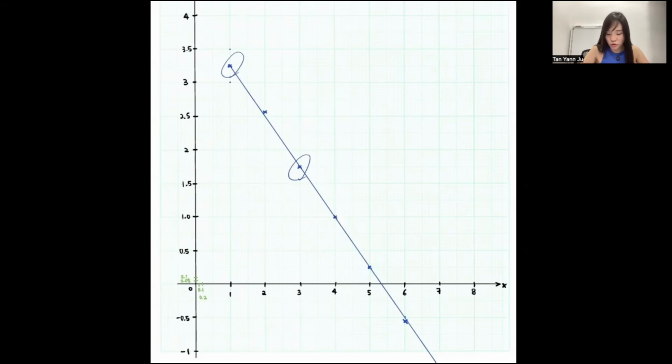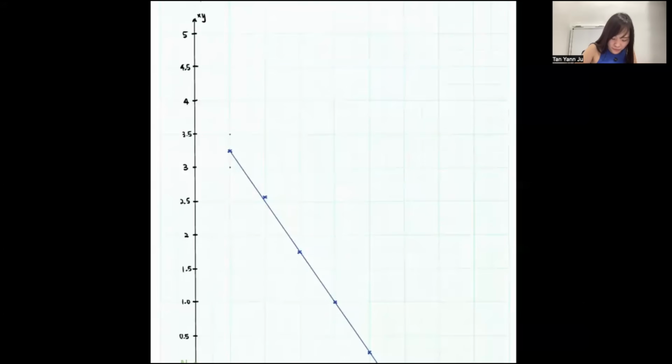Okay, my dear. So do you get full marks for the graph now? No. Why not? Because your graph needs to extend until your y-axis. It's very important to have your y-intercept.